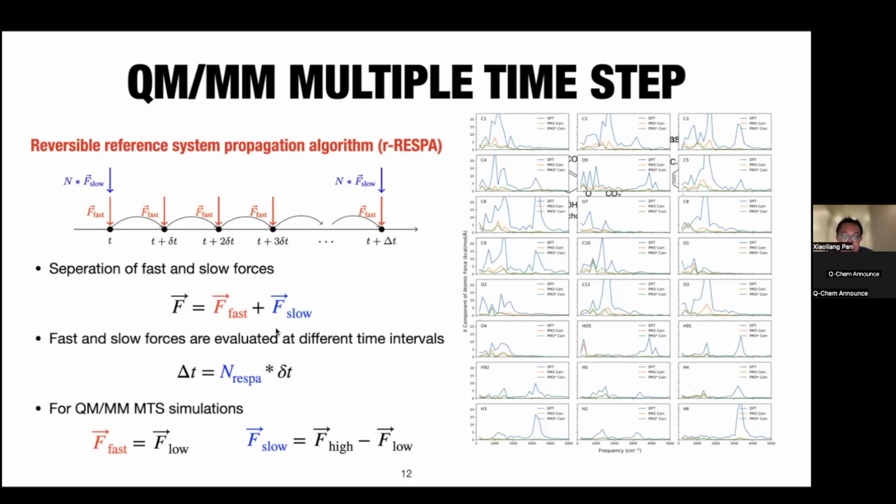After we do this separation, now we only evaluate the difference. So the difference is these two colors using the two sample methods. See, those high frequency components are greatly reduced. So this enables us to evaluate these slow components using the larger time step.